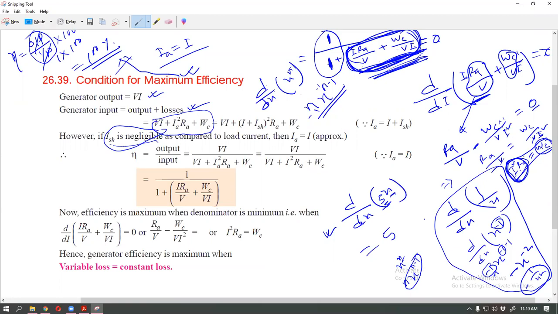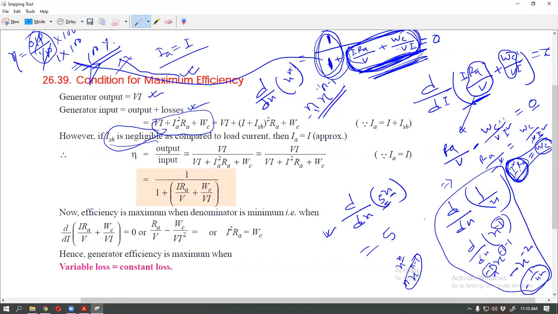The main condition for maximum efficiency: if your variable loss is equal to constant loss, our armature copper loss and all other losses are equal. If they are the same, then this part is 0 and this part is 0, then our condition is 1 by 1, and 1 by 1 means 100% efficiency, which means maximum.